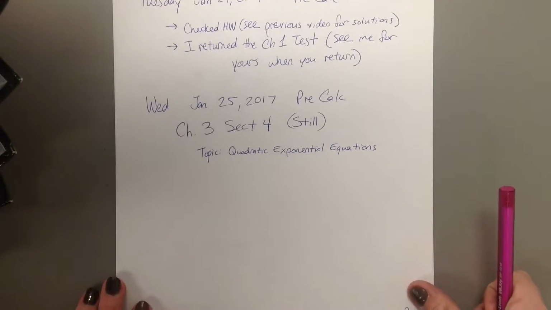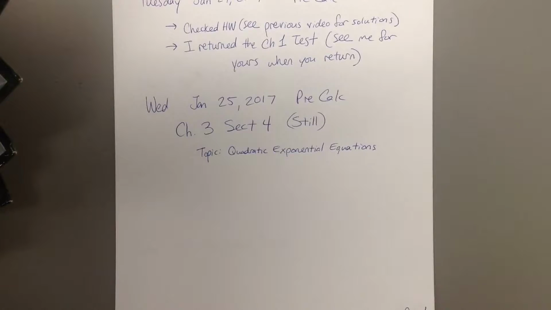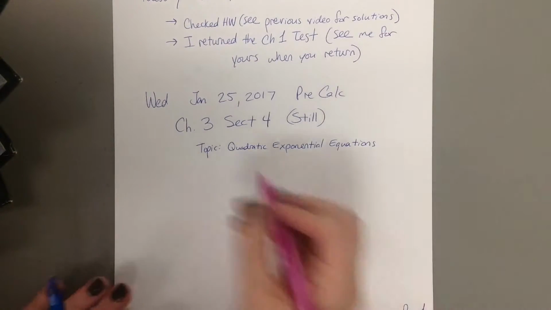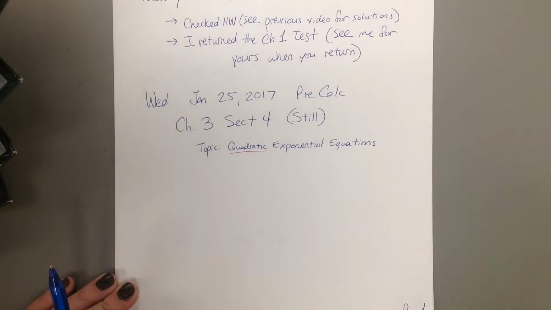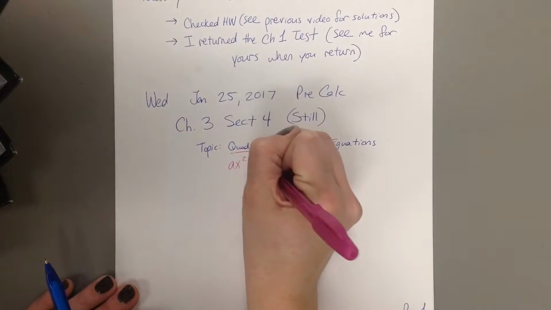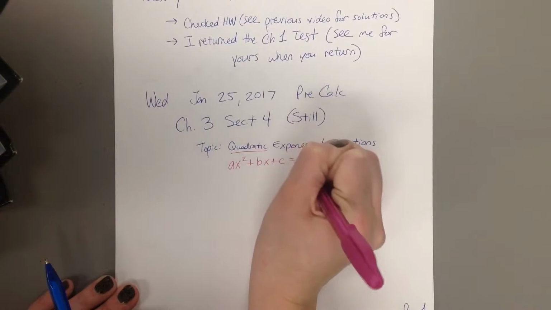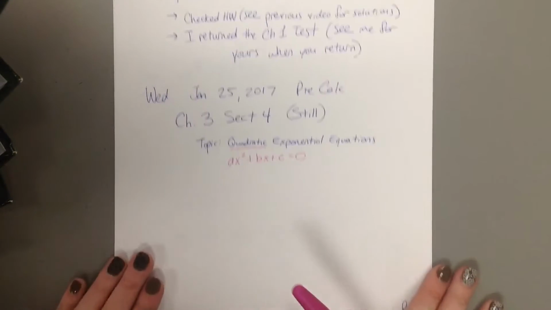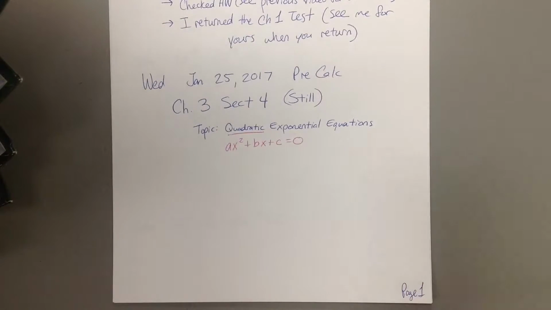On Wednesday the 25th, we're in Section 4 still, so we haven't left Section 4, but the topic today was quadratic exponential equations. Now what that means. We have dealt with quadratic equations. When we did quadratic equations back in Algebra 2, that was anything that looked like ax squared plus bx plus c equals 0. We could graph it, solve it, it was a parabola. Life is good. So how that works with exponential.